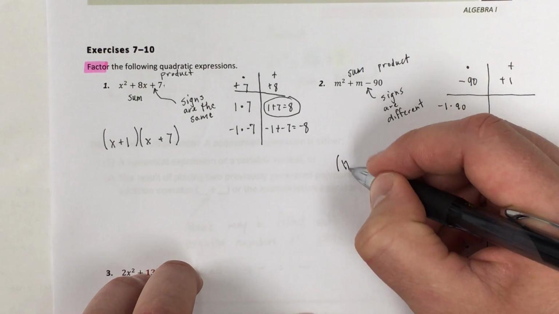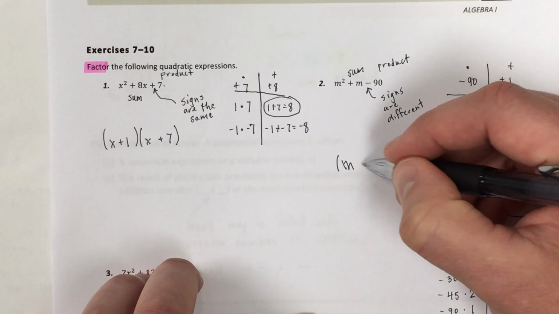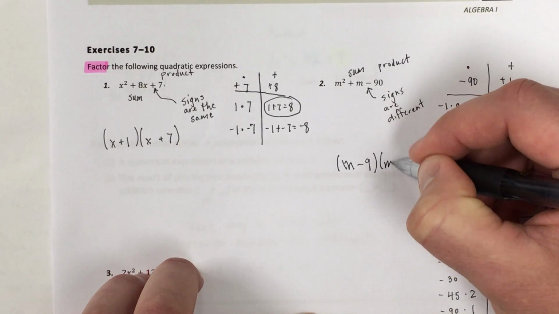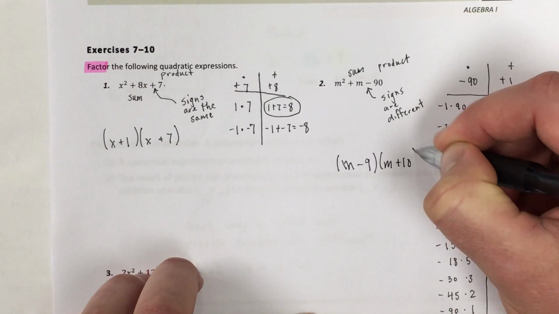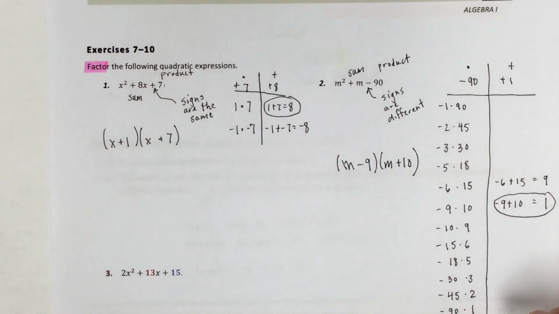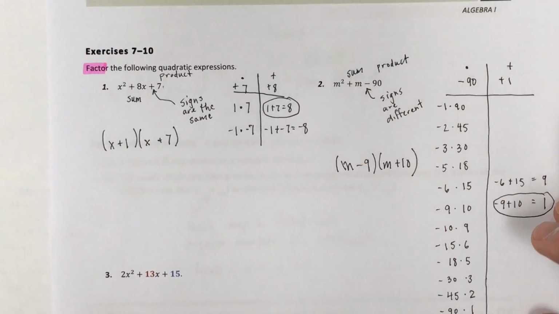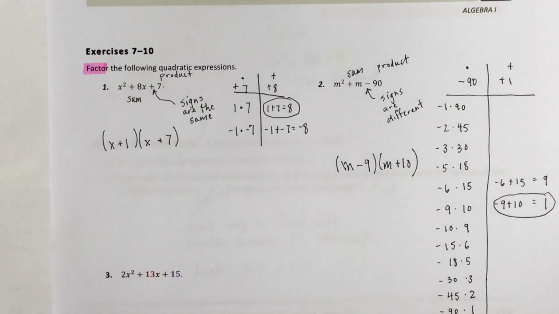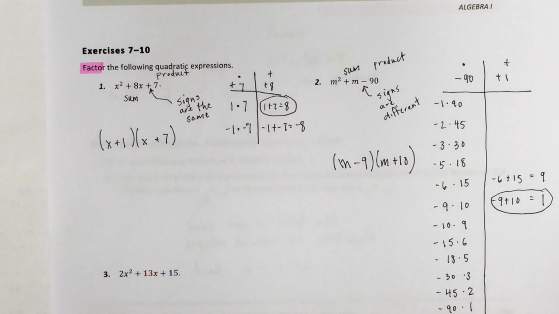So here I can go m minus 9, m plus 10, and I factor my trinomial. I want you to pause, think about what we've done with these more basic problems before we continue on to the more difficult ones.